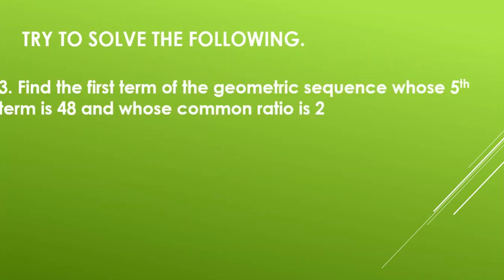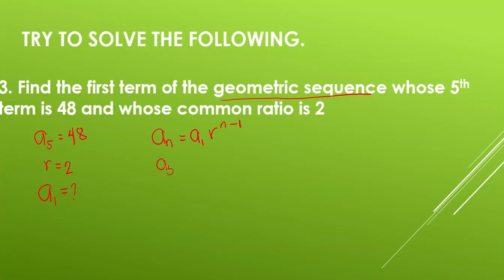Let's have number 3. Find the first term of the geometric sequence whose fifth term is 48 and whose common ratio is 2. So you need to look for the first term. And it was stated here as geometric sequence. Therefore, you're free to use the geometric sequence formula for the nth term. So a sub n, we don't know what the last term is, but we know that a sub 5 here can represent the last term.